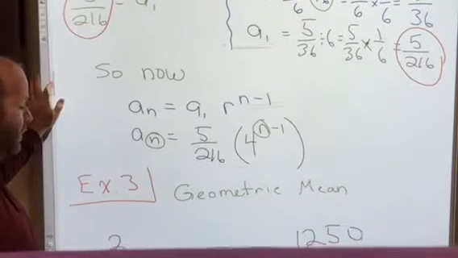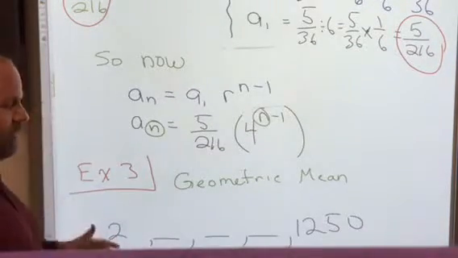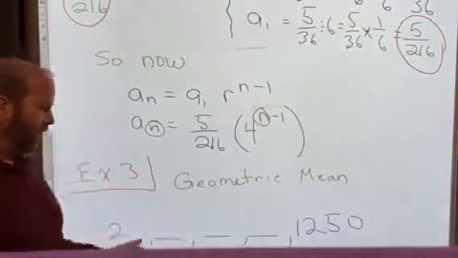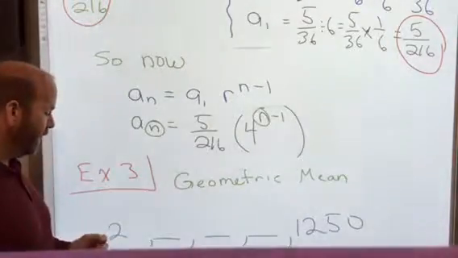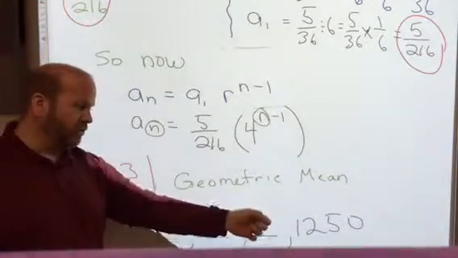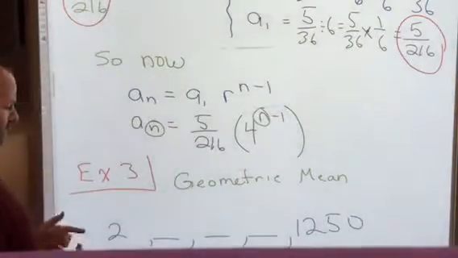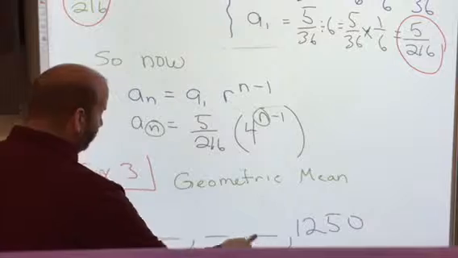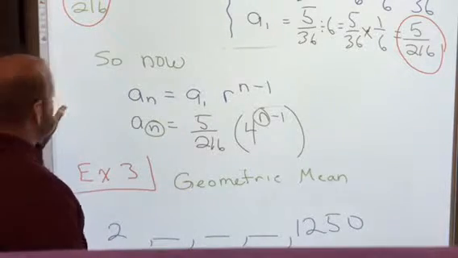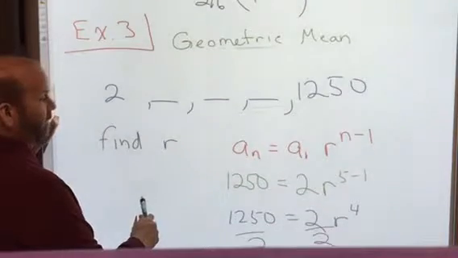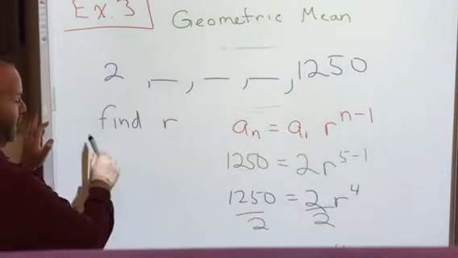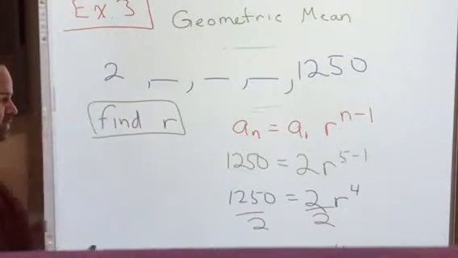All right, example 3, the geometric mean. Just like the arithmetic mean, the geometric mean means to find the missing terms between a first term and an end term of a sequence. So you have to find the 3 missing terms, and basically what do you need? You need the common ratio. So find r. How do we find the common ratio? We need that r is the common ratio.